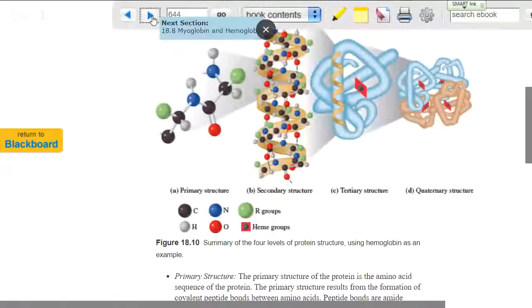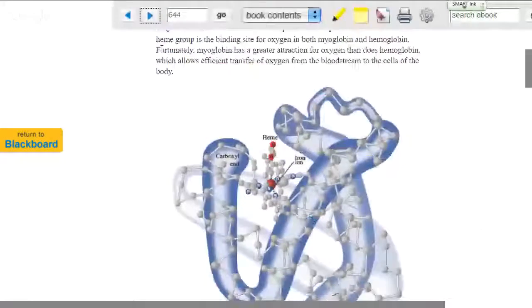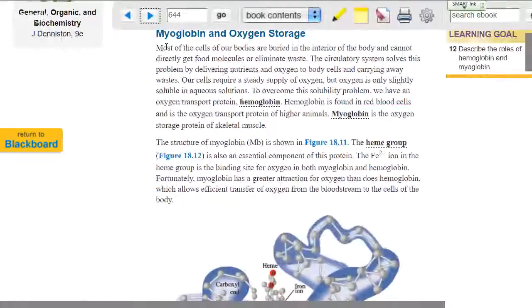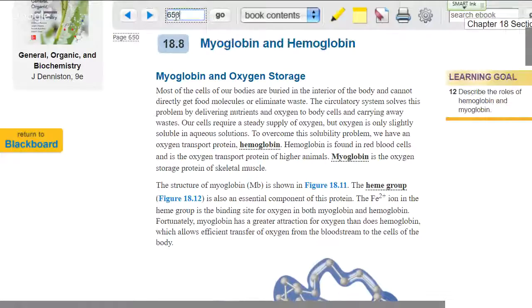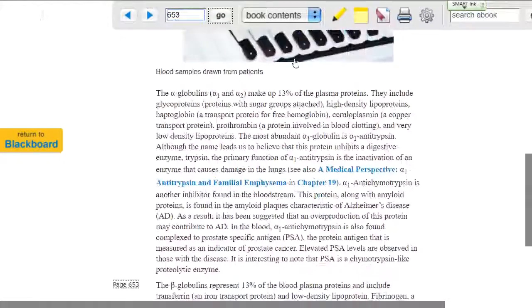Somewhere. There's that picture. Here, 653. So we'll get through more of this after the exam. I want to spend some time to go through what the exam is going to be on.